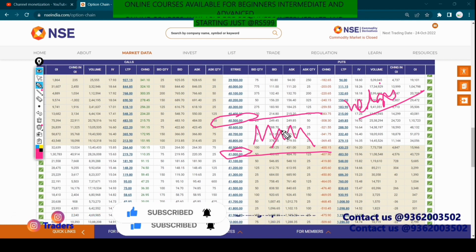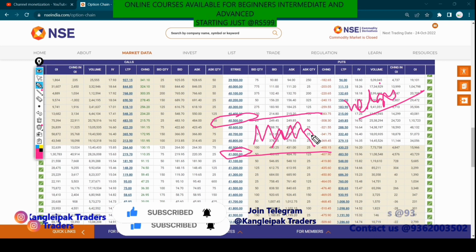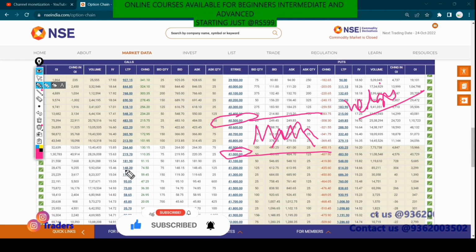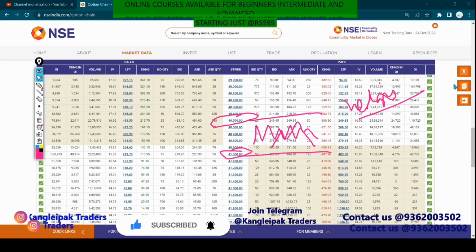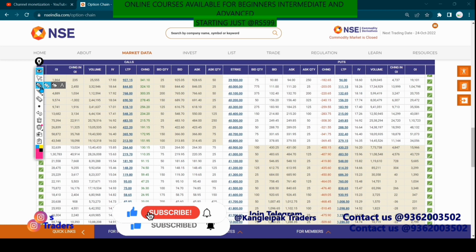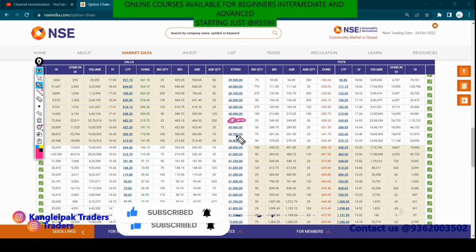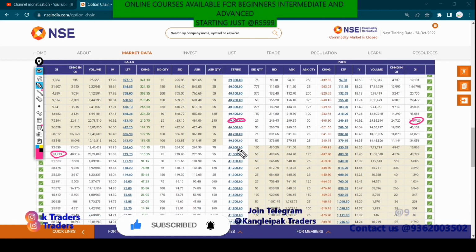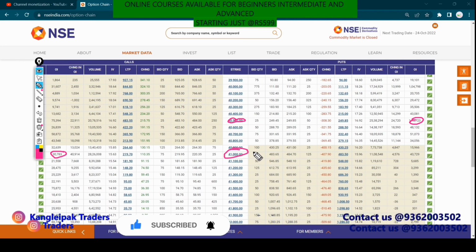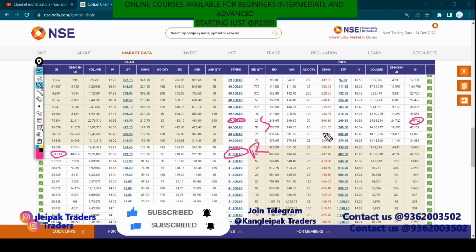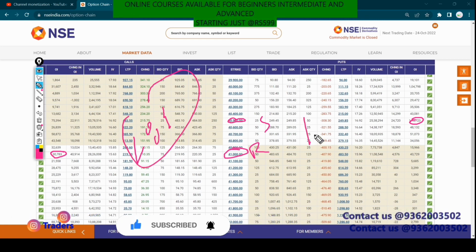If someone is doing hedging, then they will get the profit if the market stays in this range from 41,000 to 40,500. So this is how we are going to look at where the support and resistance are. We'll look for support at 40,500 with the highest OI volume on the put side, and the highest OI volume on the call side. That will act as the support and resistance. So this is how we are going to identify support and resistance.